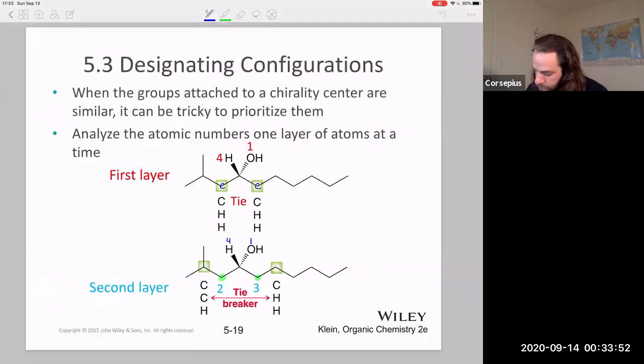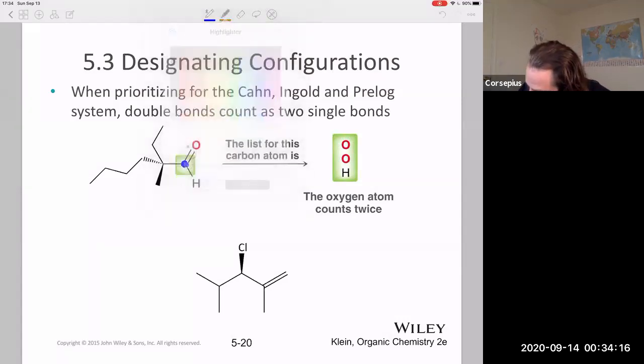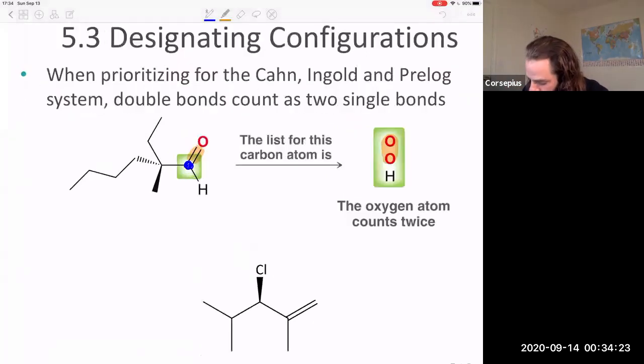Okay. And then the last rule we have to cover is what to do about double bonds. So when you see a double bond, you're going to count it as if that atom is bound twice, right? So in terms of looking at this carbon here, and I have to see who it's bound to, I would consider it to be bound to 2 oxygens and a hydrogen. That's what that double bond means, right? So this double bond here is why I have 2 oxygens in this list. So we can just go through and do this example.